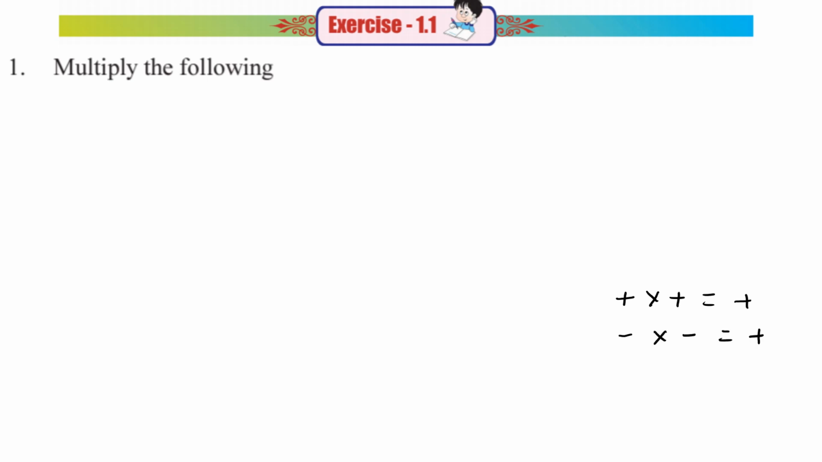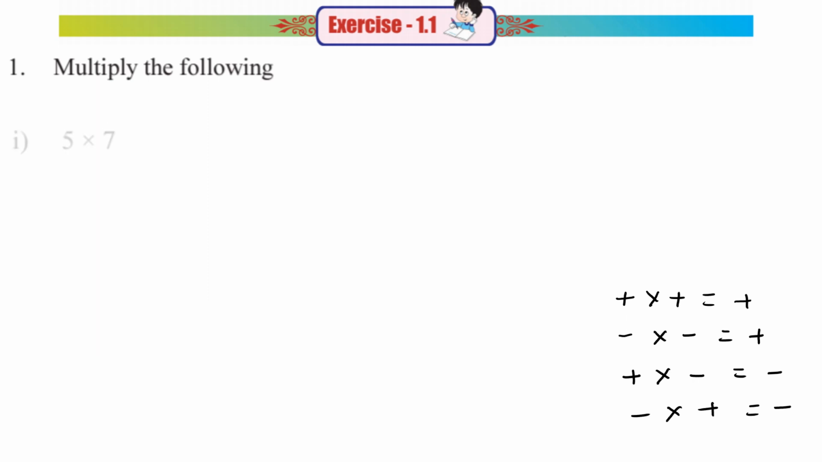By using these multiplication rules, children, now we have to do exercise 1.1. Let us take the first question: multiply the following. How can we do these multiplications? First we should remember the symbols. The multiplication of symbols: plus into plus is plus only, minus into minus is also plus, plus into minus is minus, minus into plus is also minus.